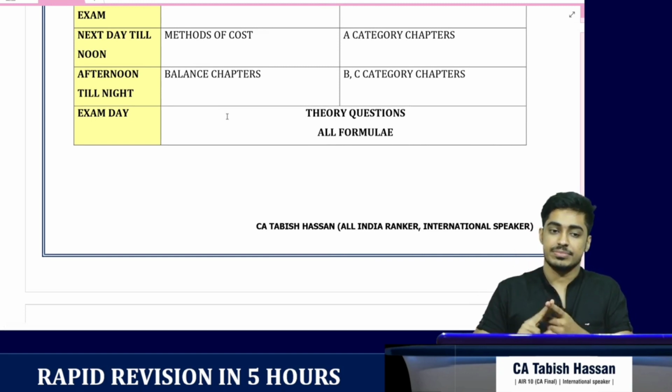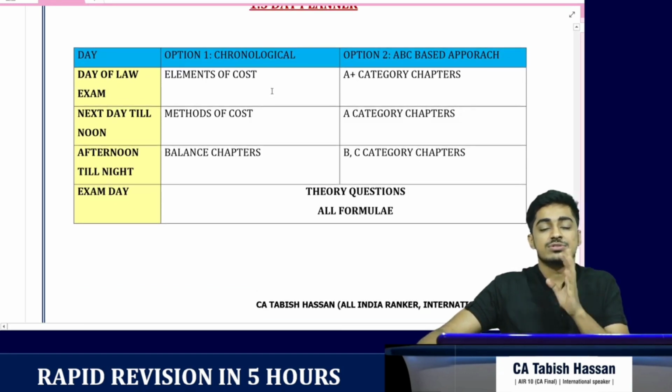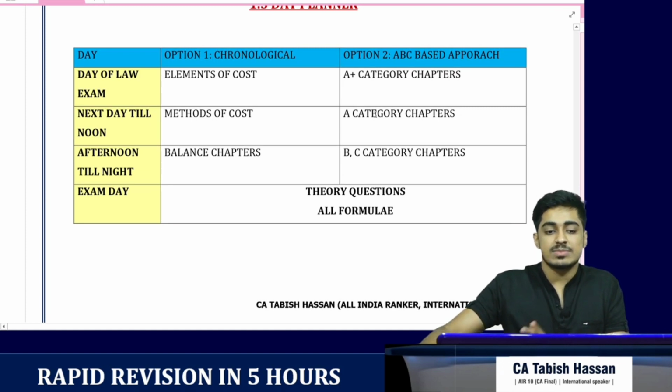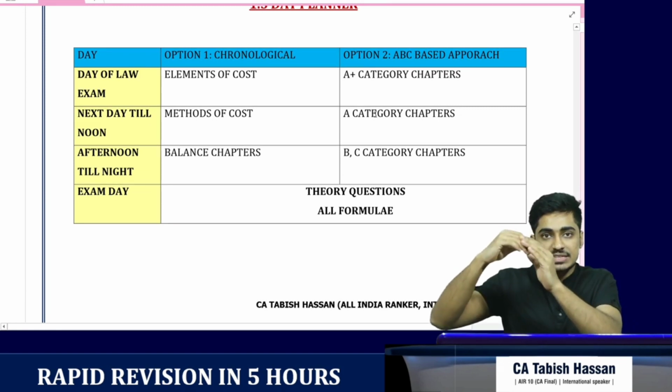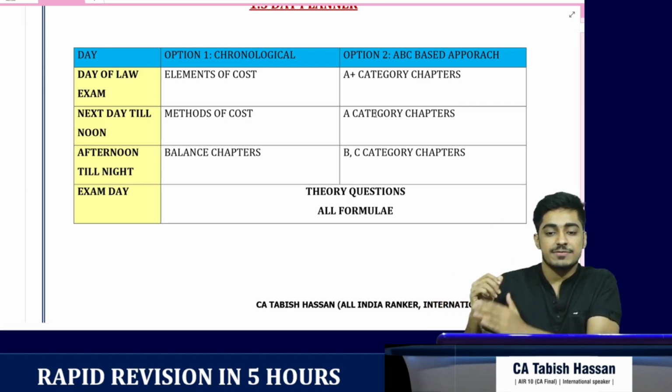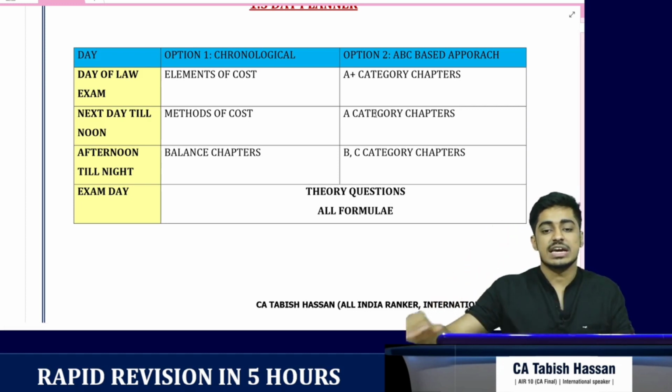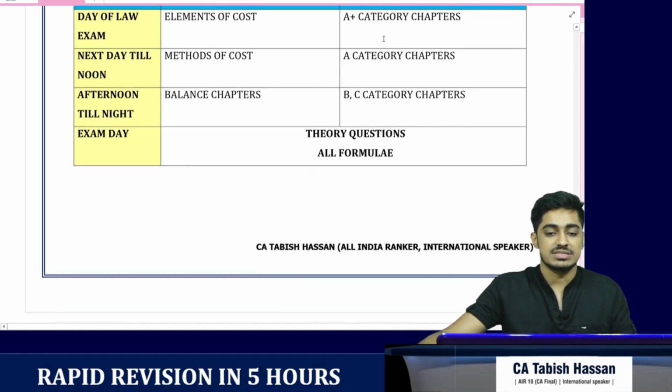Okay, and if you're doing based on the ABC categorization, today do your A plus category chapters. Tomorrow morning till noon, do your A category chapters, and later on do your B and C category chapters. Okay, so that even if there is a delay, even if there is a lag, you sacrifice only your B and C category chapters. You don't sacrifice A plus and your A category chapters.